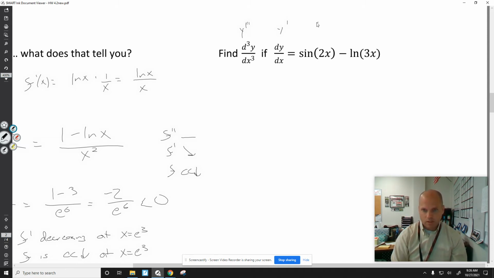For both of these, I need to use O and I. O here is sine, I is 2x, so I got cosine and 2. O is log, I is 3x, so I have 1 over times 3. We'll see how that simplifies. So taking the derivative of my first derivative gives me my second derivative. This gives me y double prime.